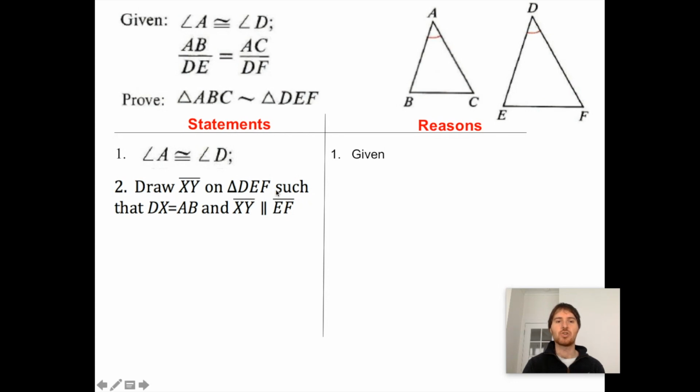Draw XY on triangle DEF such that DX equals AB. We're going to copy that length, move it over here, and this will be point X down here. Then we'll draw a parallel to EF that's going to intersect this other side at point Y. And if I do that, and I'm allowed to do that, we'll talk about the reasoning in a second.